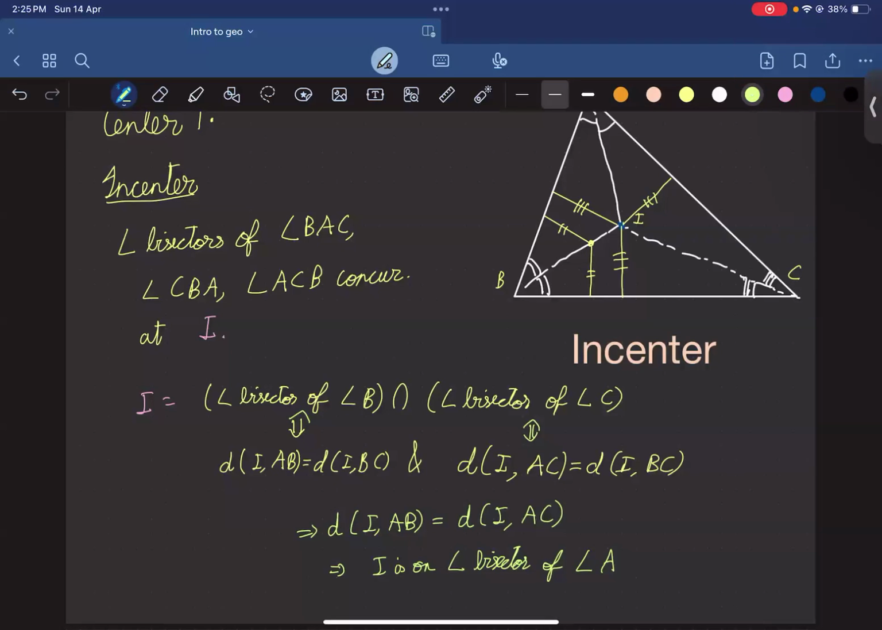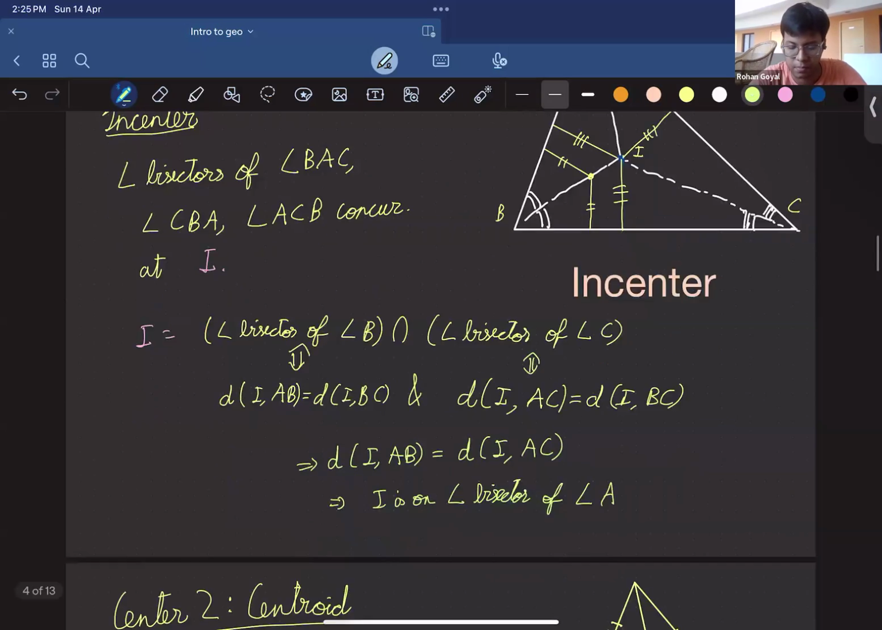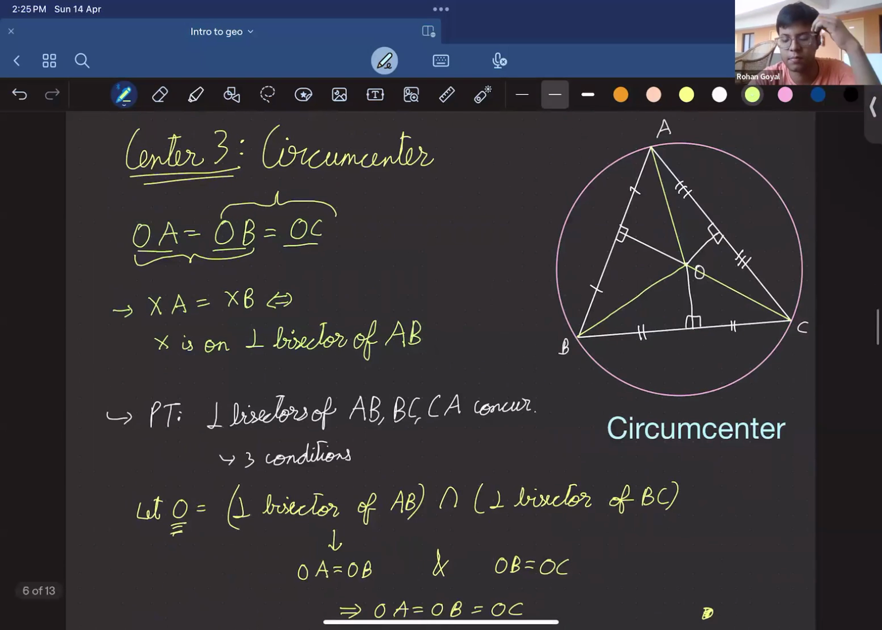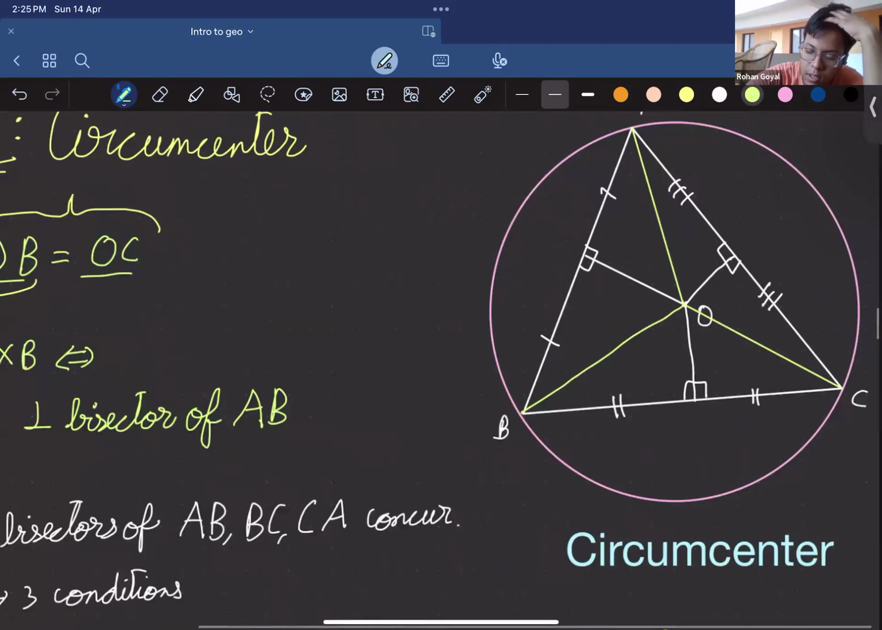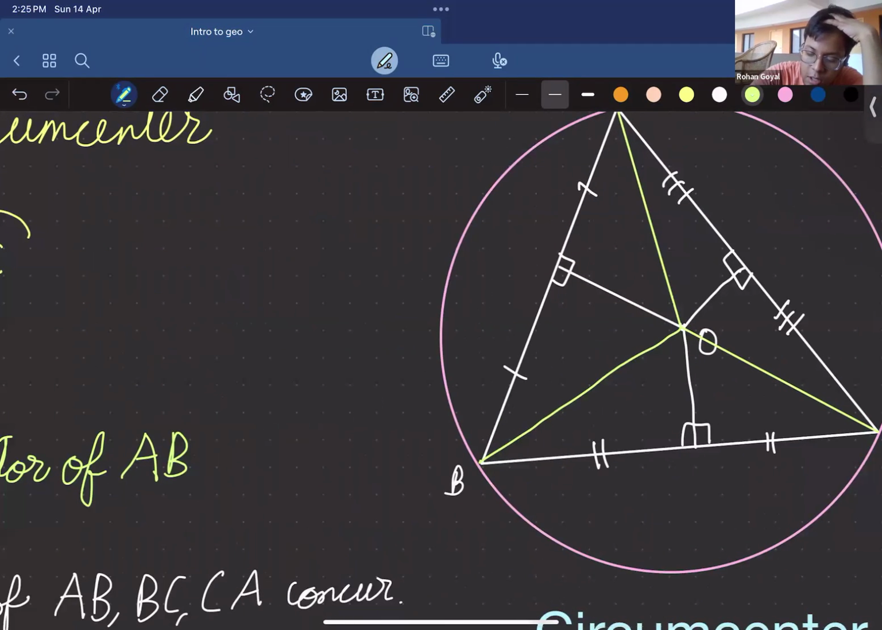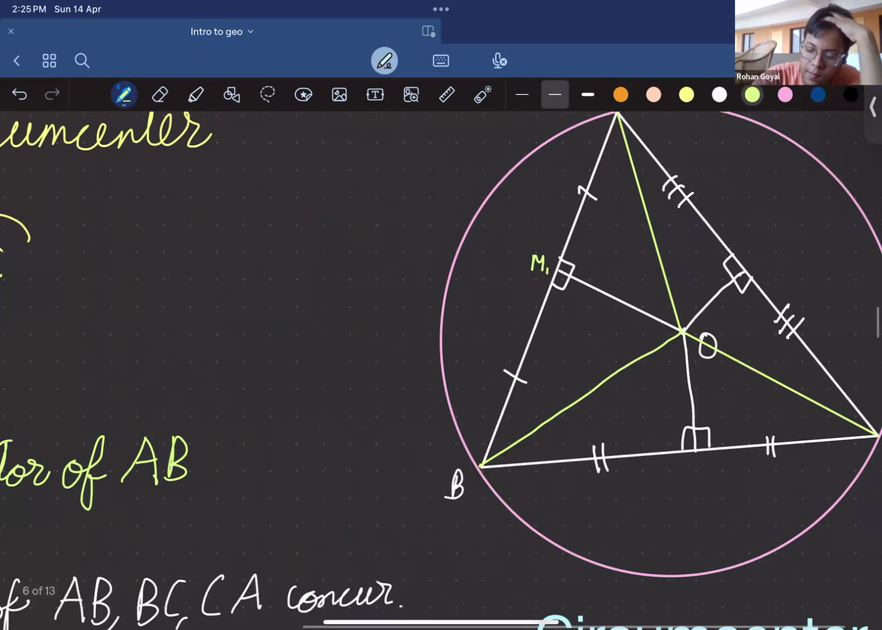Can you please go to the circumcenter diagram now? Yes. Is it perpendicular bisectors or the perpendicular from the side? Perpendicular from the side, which is from the midpoint, right? So how do you prove this? You say that there is an RHS congruency. Let's say this point is M1, or you can use the Pythagorean theorem.